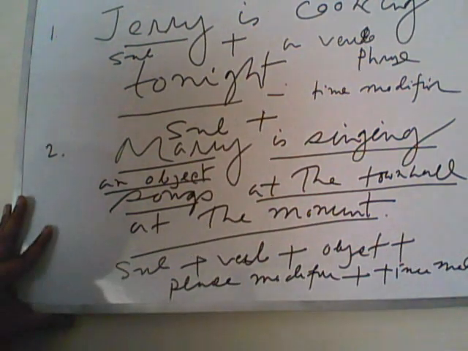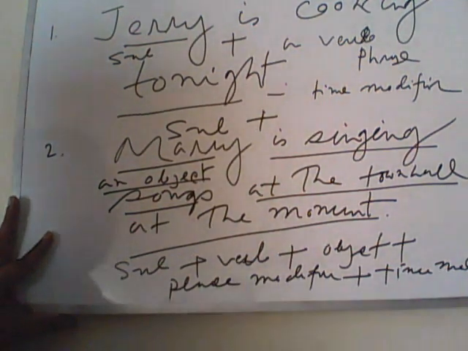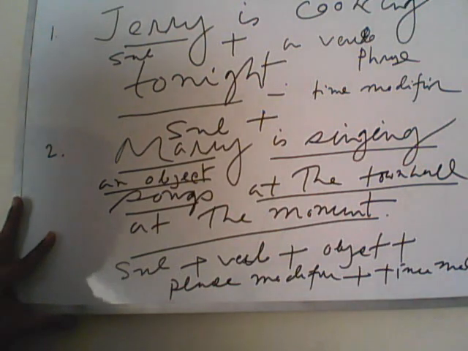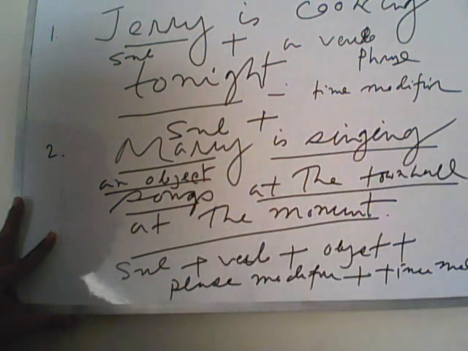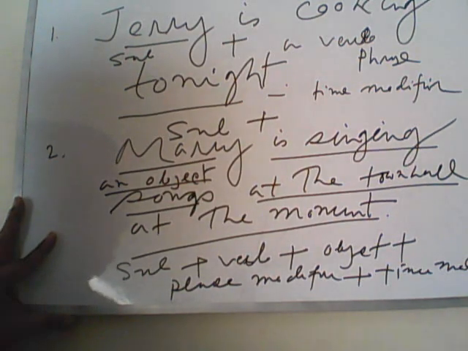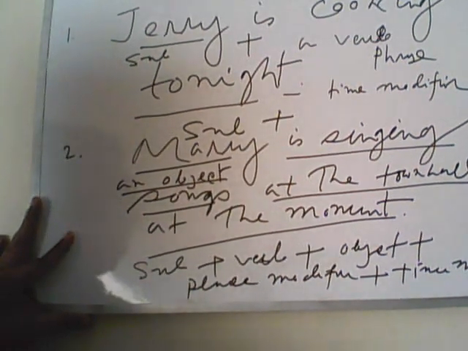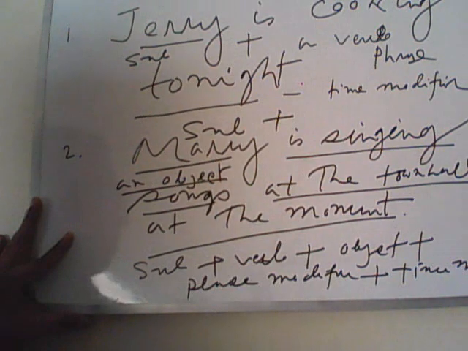Just keep in mind, sometimes a sentence needs two modifiers, the place modifier and the time modifier. If that is the case, you have to place the place modifier first and the time modifier second. You cannot mismatch it. You cannot place the time modifier first and the place modifier last. Okay, just keep in mind.